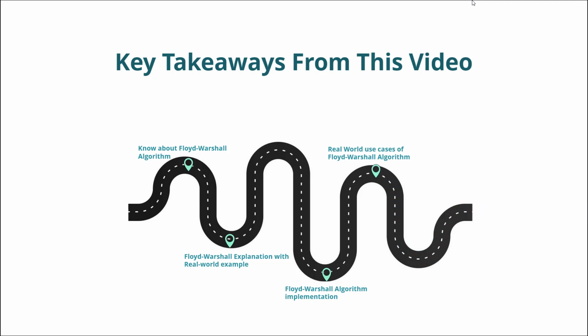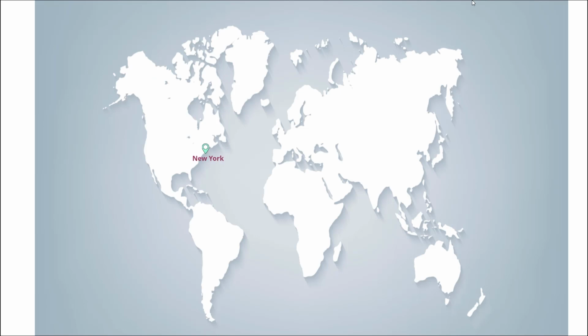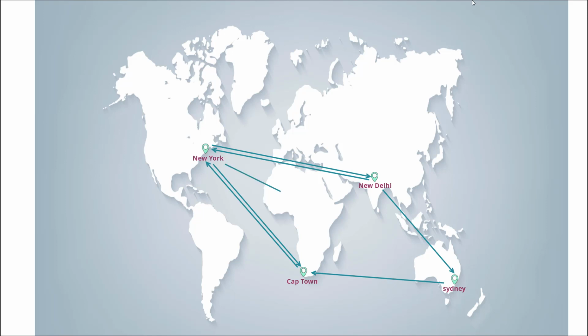It is always easier to understand an algorithm if we learn it by solving a problem. In this case, I'm going to solve a flight path problem by using the Floyd Warshall algorithm. Consider a flight that connects 4 cities around the world. New York, New Delhi, Cape Town, and Sydney are the 4 cities that are going to be connected by this flight. There is a bi-directional route between Delhi and New York and Cape Town.